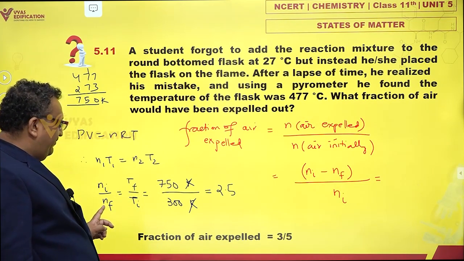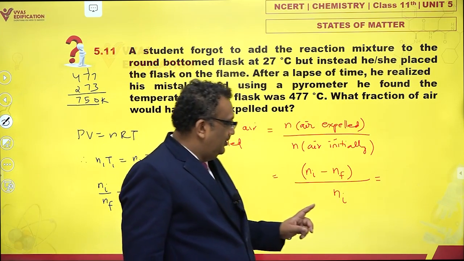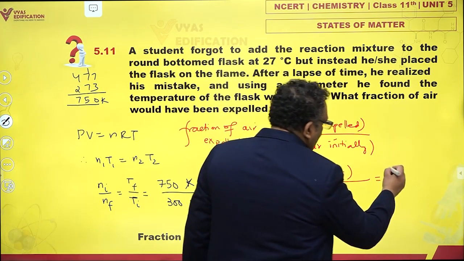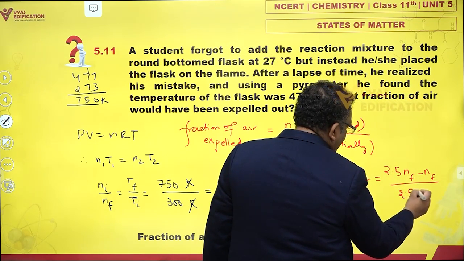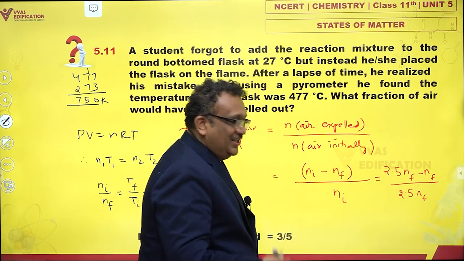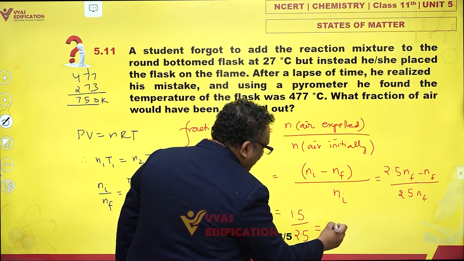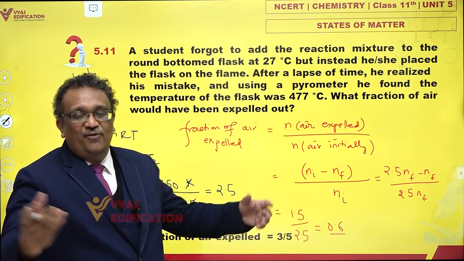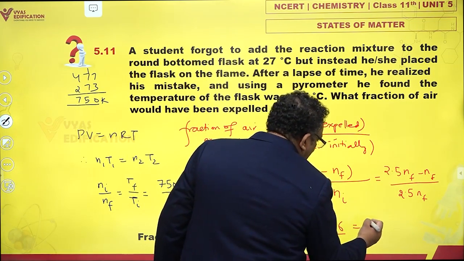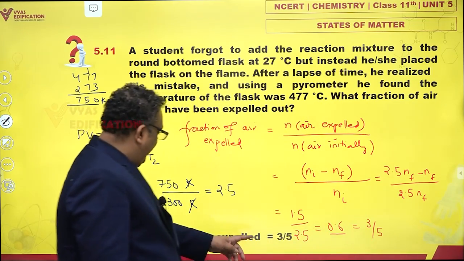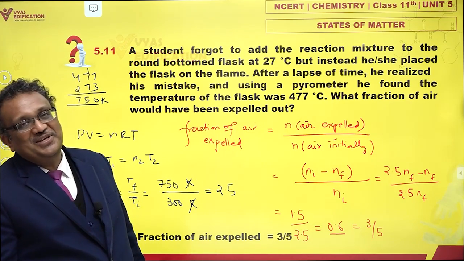2.5 times N final is N initial. So the fraction is (2.5 N final minus N final) upon 2.5 N final. Oh my God, this is cancelling. And this comes out to be 1.5 by 2.5, which is 0.6. The fraction of air that has been expelled out is 0.6. Or if you want to convert this to a fraction, 3 by 5. 3/5 of the original air has been expelled because of this heating.